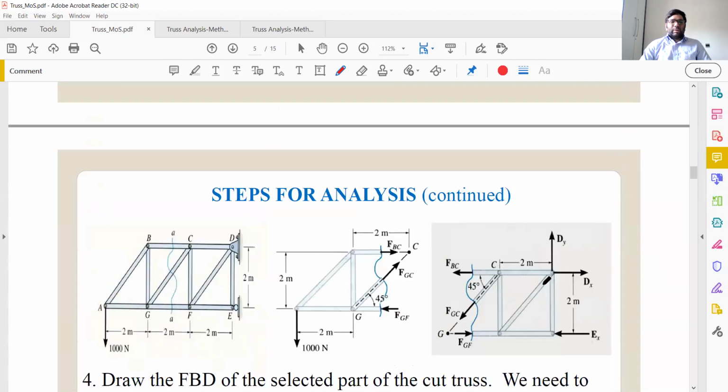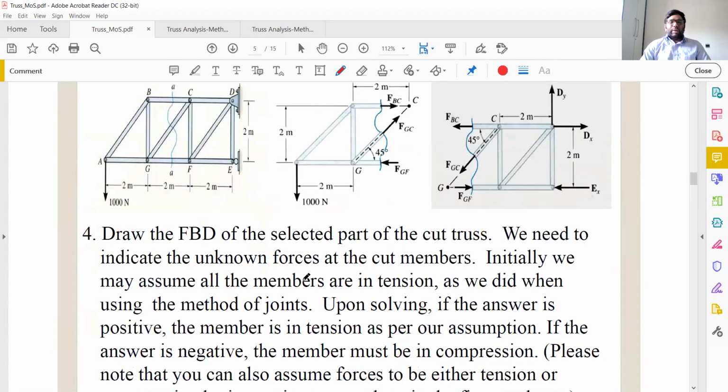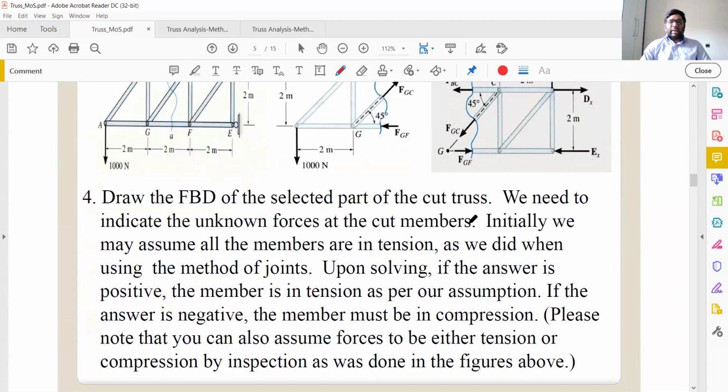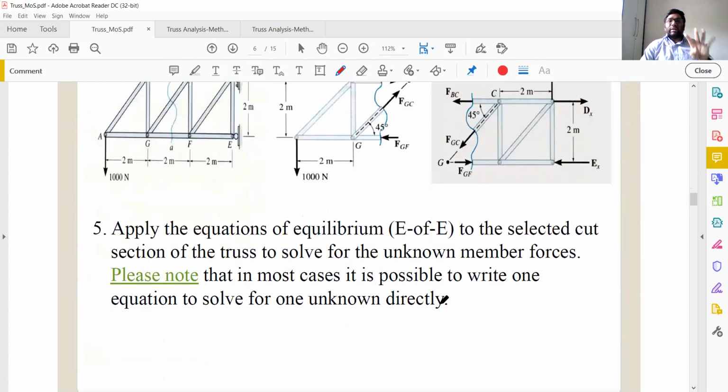Now what did we do? From this chosen part, we need to sketch the free body diagram, and we need to indicate the unknown forces at the cut members. Initially we will assume that all the members are in tension, no problem. Once we solve the forces in the member, if the initial assumption is tension but later we get compression, what does that mean? It means that our assumption is wrong, so no problem. That is how we need to carry out the analysis till the fourth step.